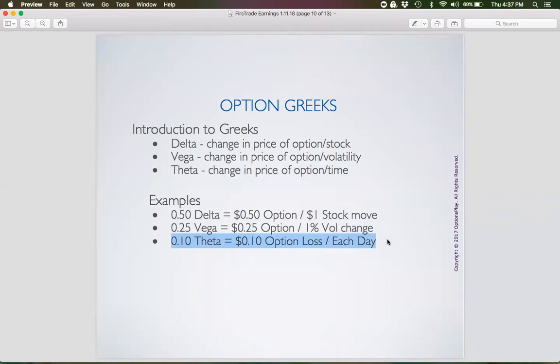That's why timing is very sensitive as well when you're trading options, when you're trading earnings, because every day you hang on to that trade after an earnings date, you're going to keep decreasing in value because of theta. So you want to get in and get out as quickly as possible.